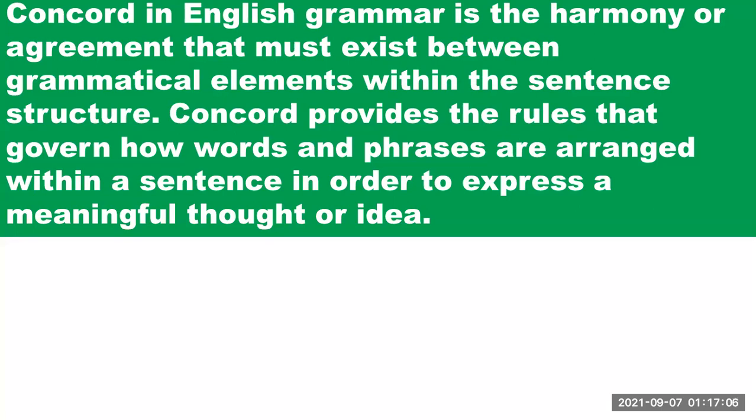An English sentence can be defined as a group of words that contains a subject and a finite verb and conveys complete meaning or expresses a complete thought. That is a sentence. And for a sentence to be correct, that sentence must be in agreement with the rules of concord, or should not violate the rules of concord, which means that the various elements or parts of the sentence actually agree with one another.